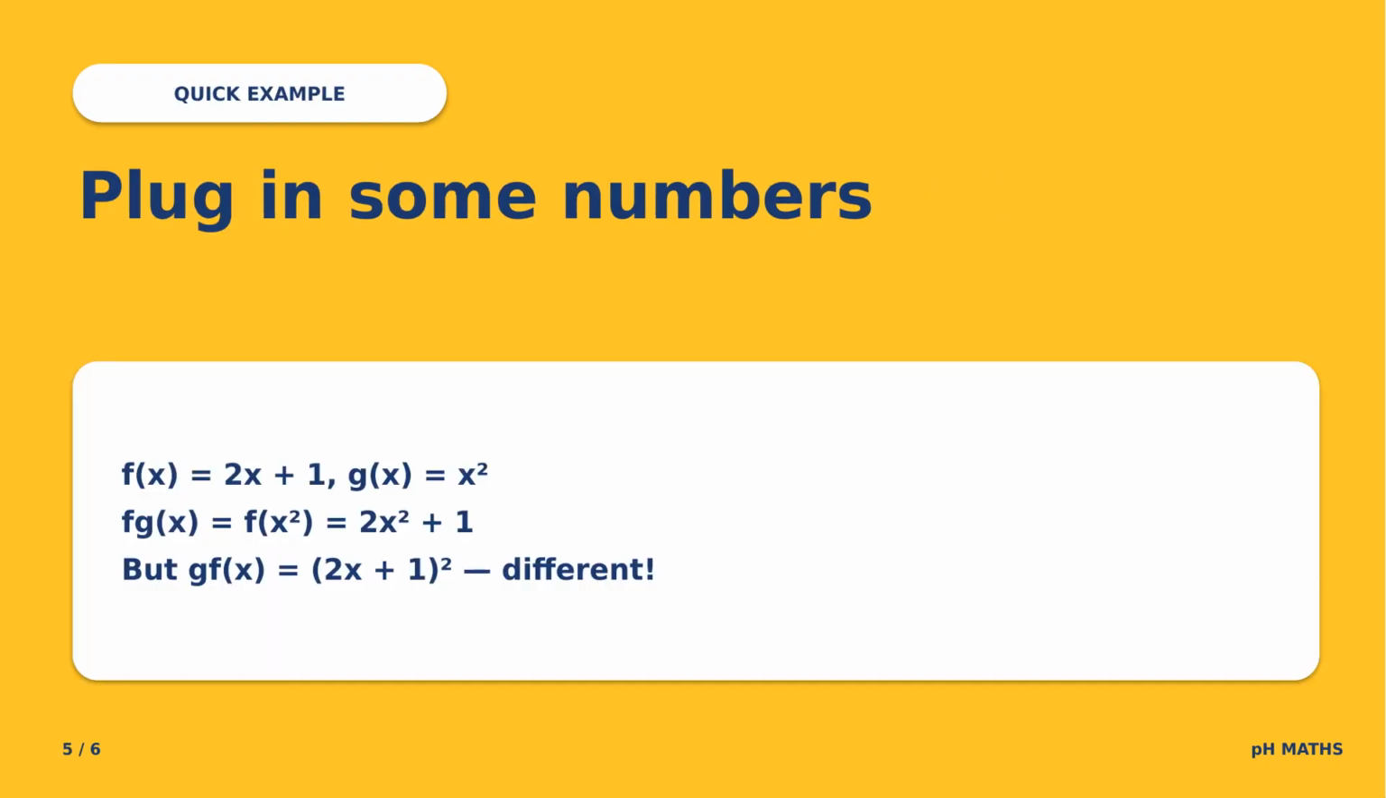Quick example: f of x equals 2x plus 1. G of x equals x squared. So f g of x equals f of x squared, which equals 2x squared plus 1. Now if you reverse it, g f of x equals g of 2x plus 1, which equals 2x plus 1, all squared. Completely different result. Order matters.